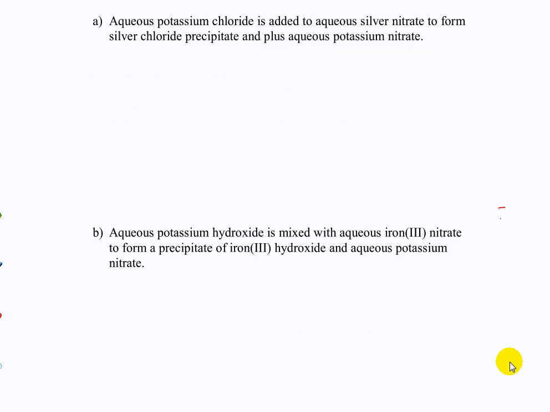So aqueous potassium chloride is added to aqueous silver nitrate. All right. And that forms silver chloride precipitate and aqueous potassium nitrate.